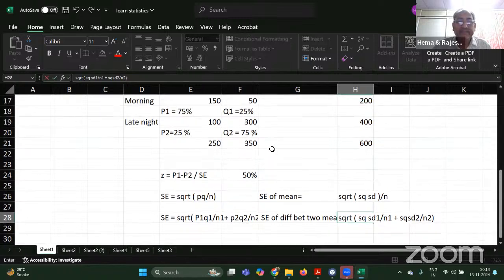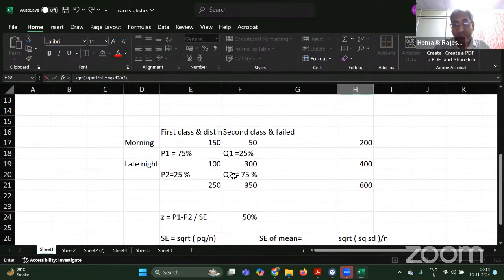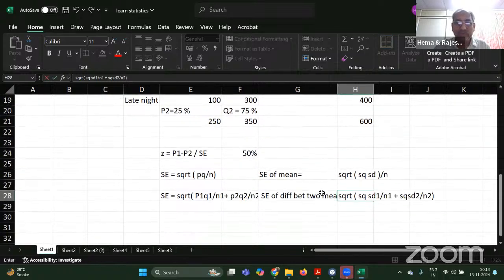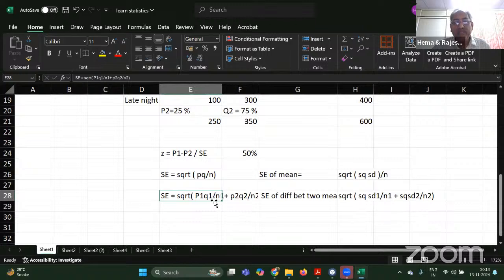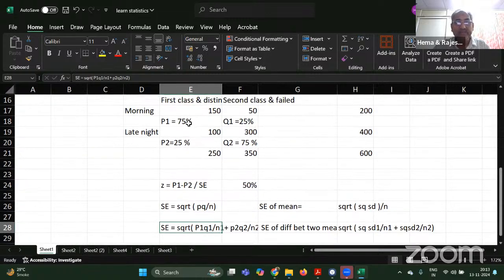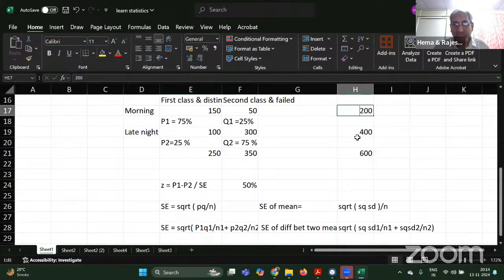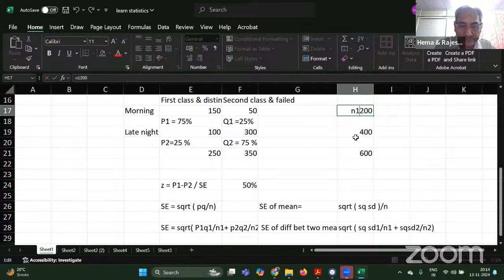So in this case, standard error of proportion when we measure, and then we'll see the chi-square and what is the difference between the two. Here we'll be applying this formula, P1 Q1 upon N1 plus P2 Q2 upon N2, and then we'll be taking the root of it. So here 75% into 25% divided by 200. This is N1. And this is N2.